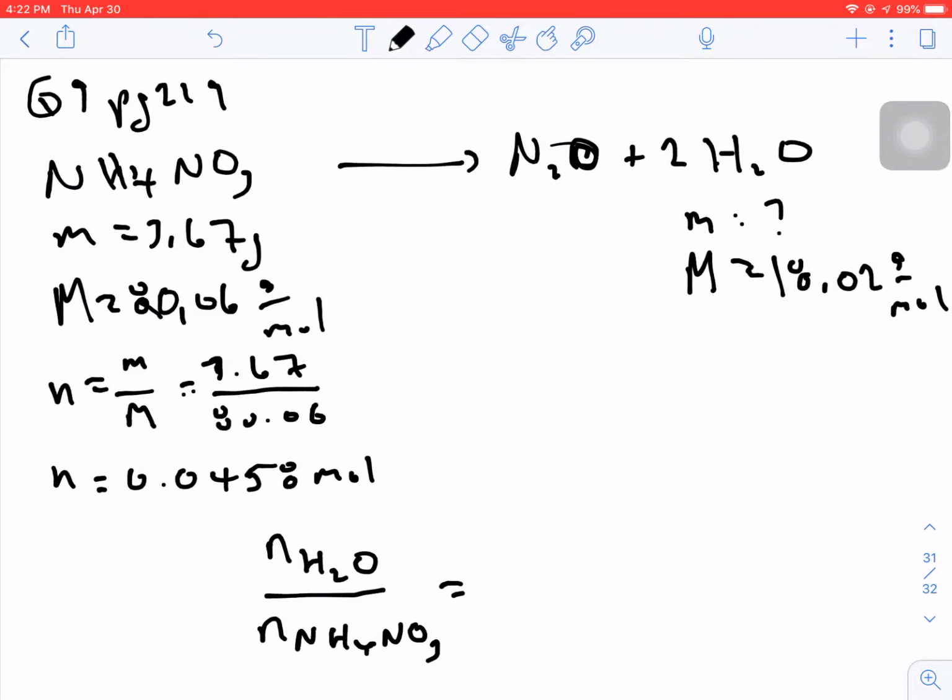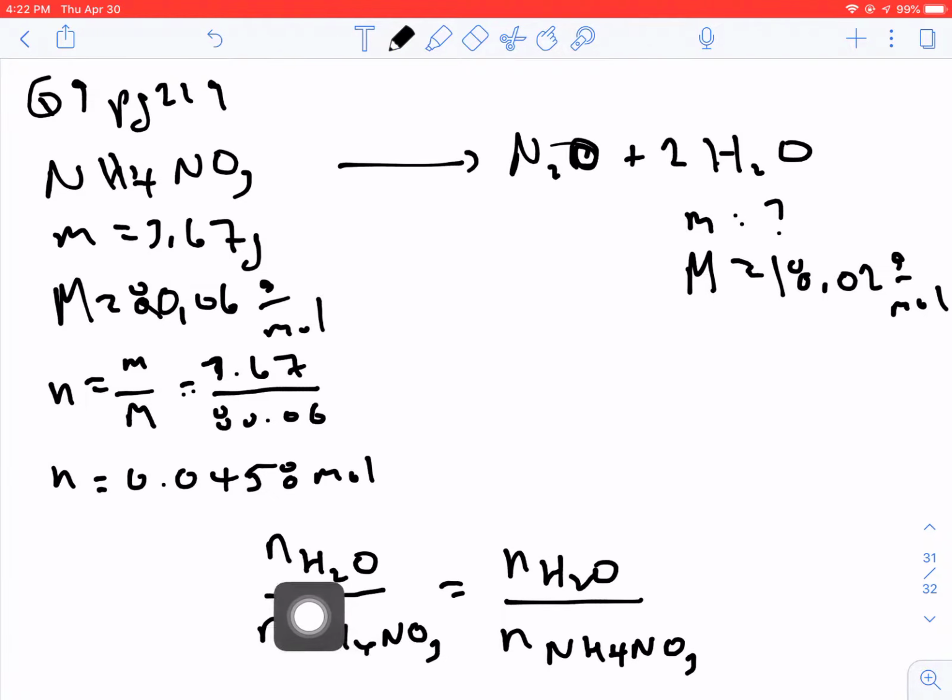And I'm going to say that that's equal to the same thing that I've already got there, number of moles of water over the number of moles of ammonium nitrate. Now you think, well, that's got to be equal, because what I've got on the left side of my equal sign is the same as what's on the right side of the equal sign. So they've got to be equal, right?